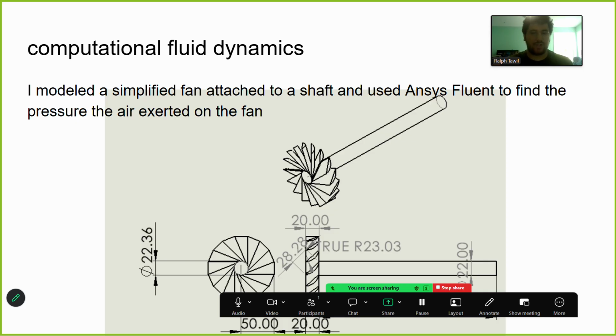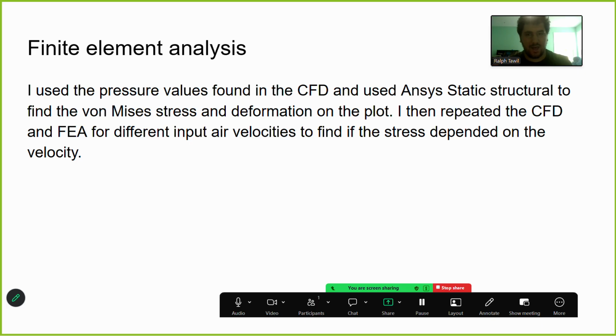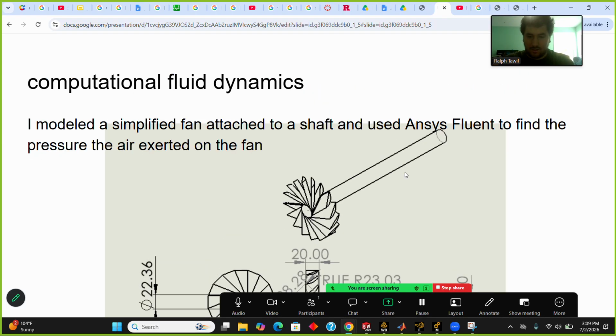For the second part of the project, I started with computational fluid dynamics. I used this power shaft, very simplified even, and I found the flow of air over this, and how the pressure applied to the fan. And then I used finite element analysis to find the deformation and the von Mises stress. And then I did that for different input velocities.